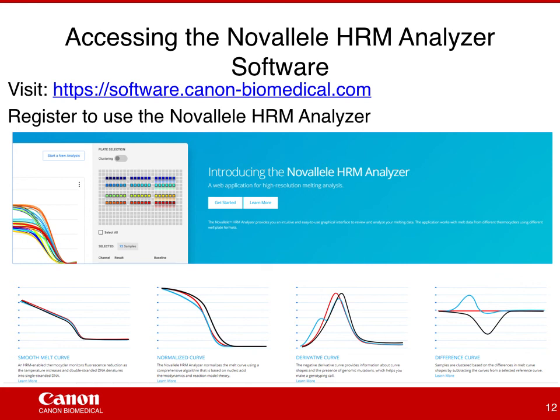The Novallele HRM Analyzer software is cloud-based. You only need to fill out a short registration form to use the software. The web address shown here, software.canon-biomedical.com, or you can find it on the Canon BioMedical website.